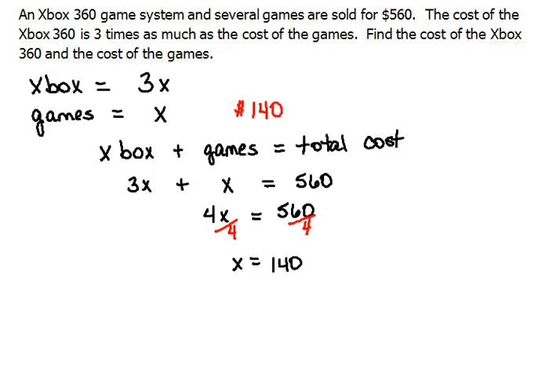We do know that x is 140, which means that the games sell for $140. And the Xbox itself was 3 times that amount, so that means it's $420. Now our answer is complete. We have found the cost of the system and the games also.